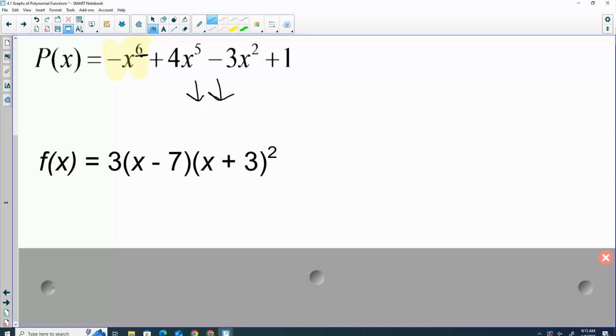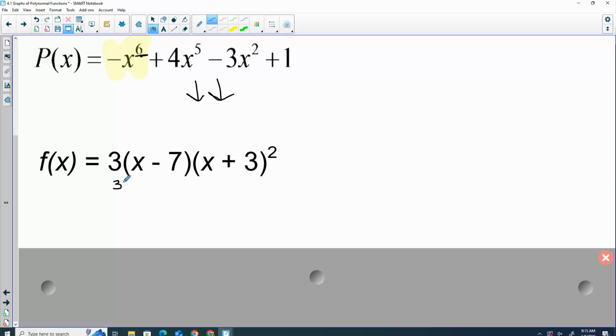This one is written in factored form. When we are talking about our graphs, for the end behavior, we need it to be multiplied out, but do we care about the entire polynomial when it's multiplied out? No, only that leading term. So what I do, I don't actually multiply everything out. I just kind of shortcut it.